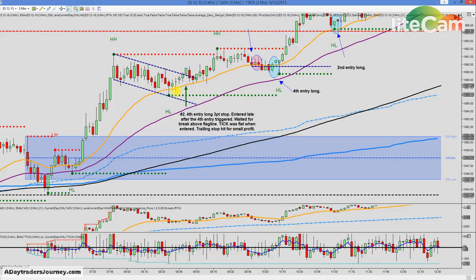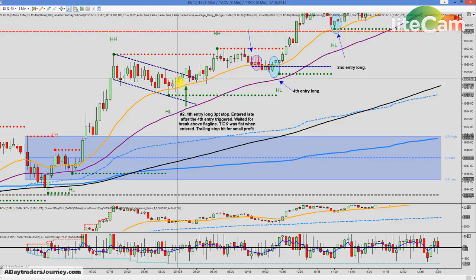And then we have another pullback here below the 21 EMA for the first time, and now we come back up, and we have a break of the high of the previous bar here, and it's a bullish bar. I like to have bullish bars, breaking the high of bullish bars, to take longs. So your entry could have been right about here at 1958 and a quarter, and this is basically a fourth entry if you're counting from here.